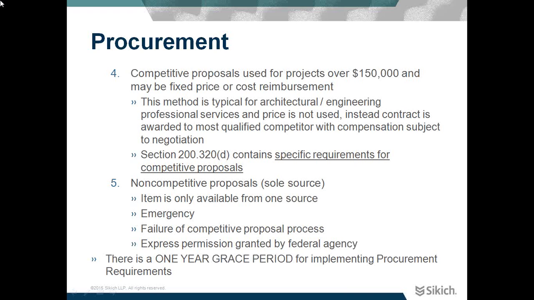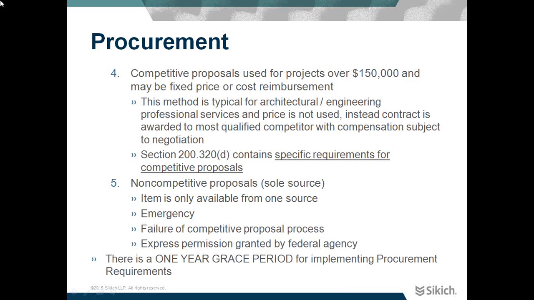Then the compensations become subject to the negotiation provisions. Sometimes you see non-competitive proposals where there's only one source out there. There's not really an opportunity. Maybe it's a very, very specialized industry, and there's only one source that's really feasible and available. Oftentimes, if it's an emergency situation, you're not really able to go out and do competitive bids. Obviously, if the roof is leaking, you need to fix it.